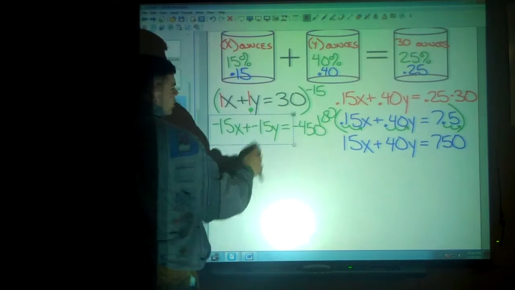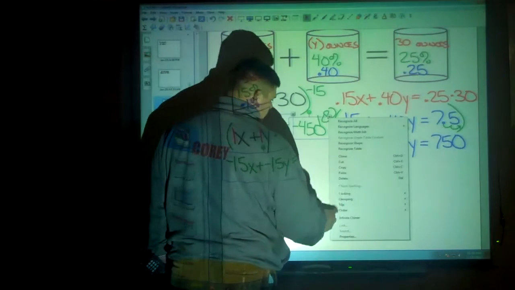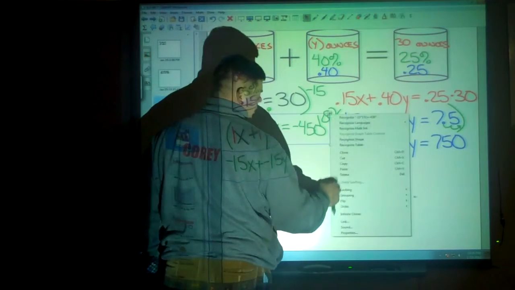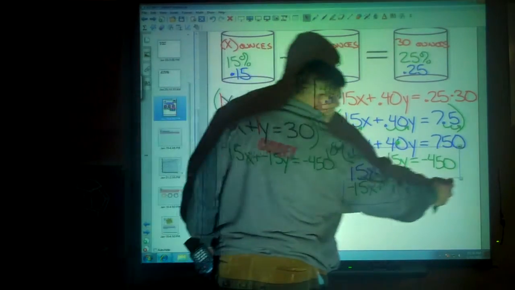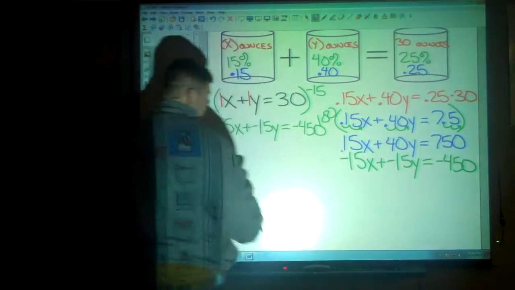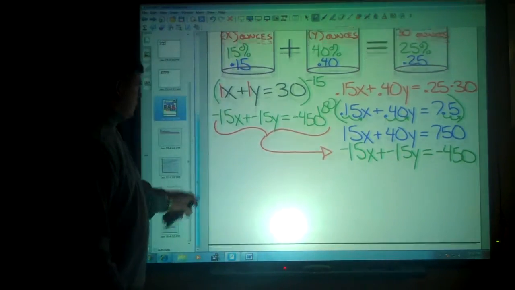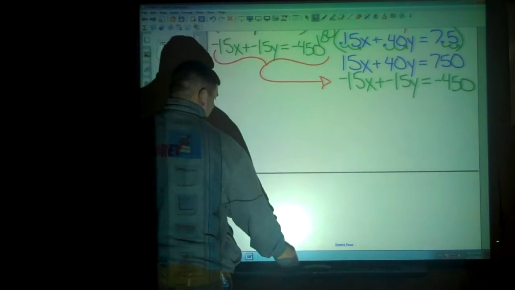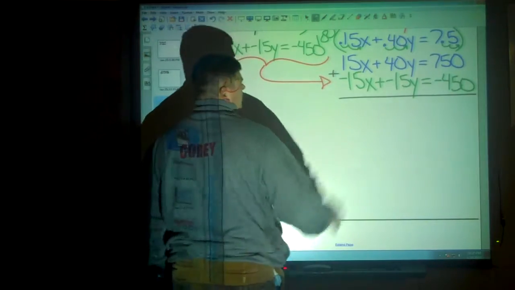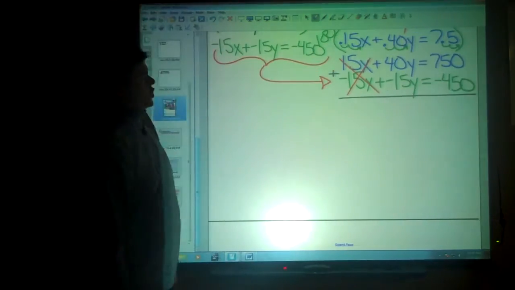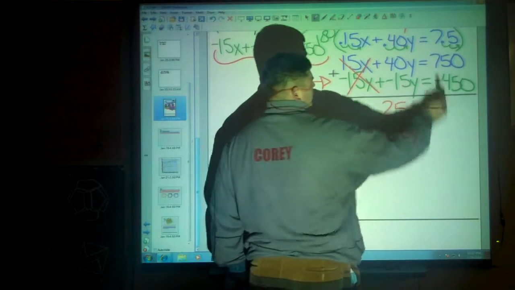So we take this equation and we clone it so we can bring it down here. So all of this was brought down here for linear combinations. So we go to add them now. 15x and negative 15x cancel each other out. You've got 25 more positive y's. And when you look at 750 and negative 450, you get 300.